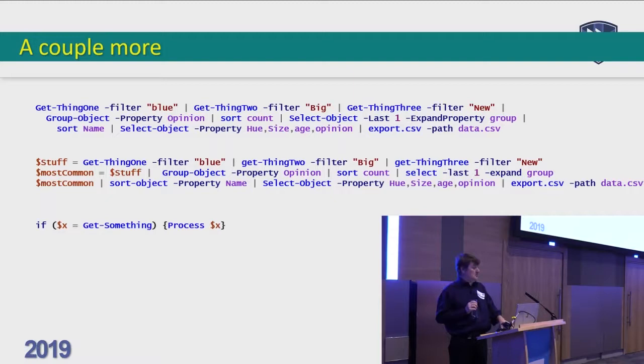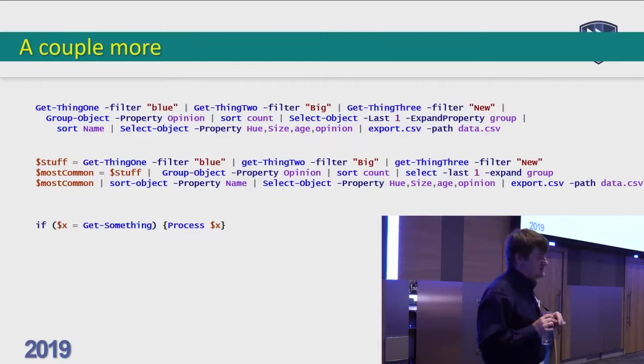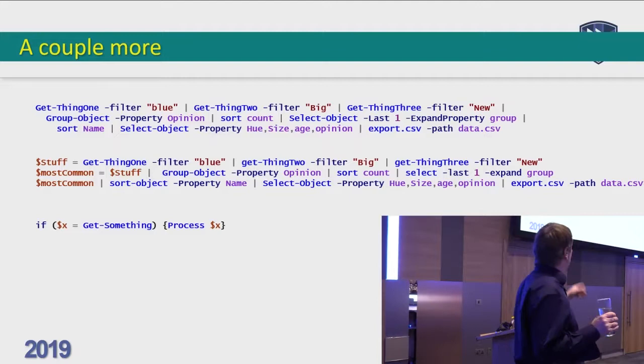What's this last one? Oh, yes. A guy that I work with a lot, Doug Finke, had this in a piece of his code. And you look at that and you go, that's an error. He's said if x equals the result of get something, and he meant if x is equal to, and he's written equals instead. So he's assigned the value of x to be get something.